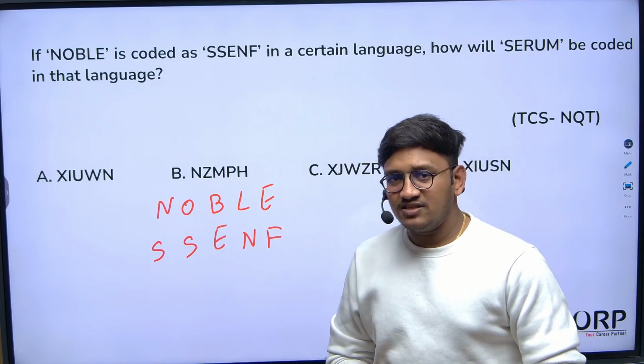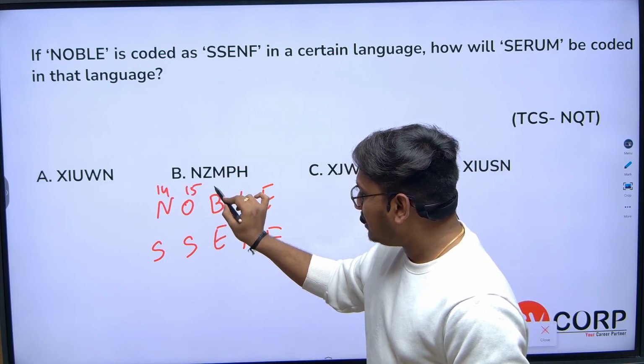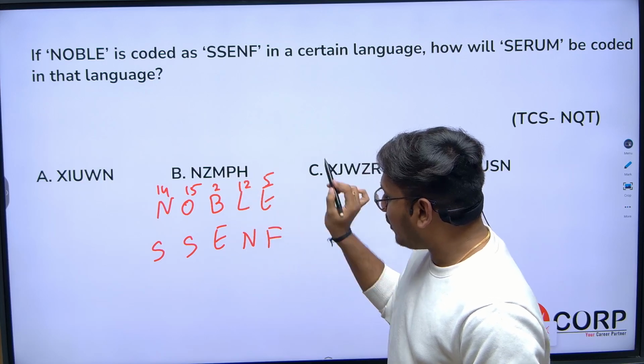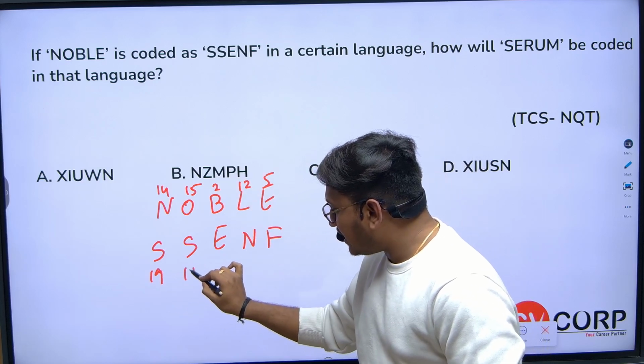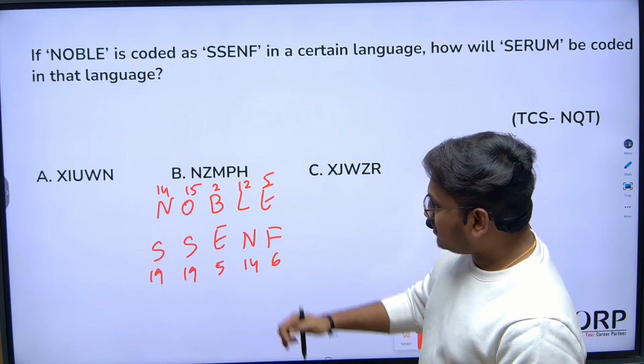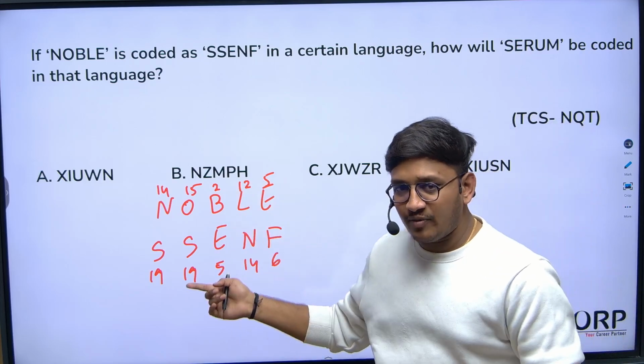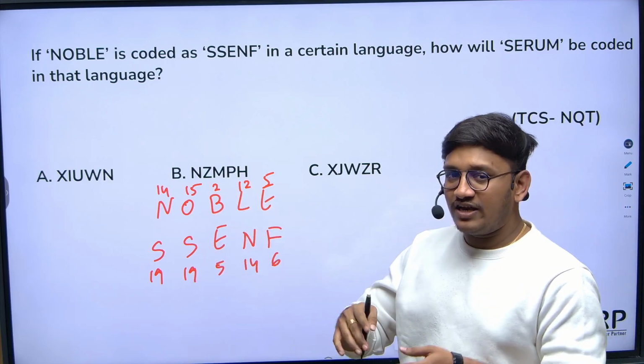Okay, so let's write the place values of these alphabets. N means 14, 15, 2, 12, 5. So 19, 19, 5, 14, 6. Now just observe the numbers. Instead of going with alphabets, it's better to observe the numbers so that you will get that logic fast.